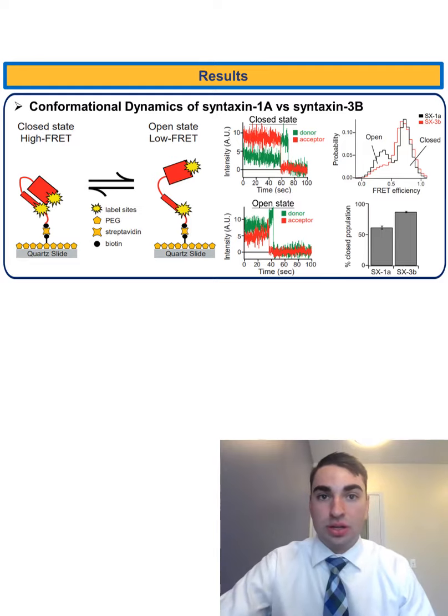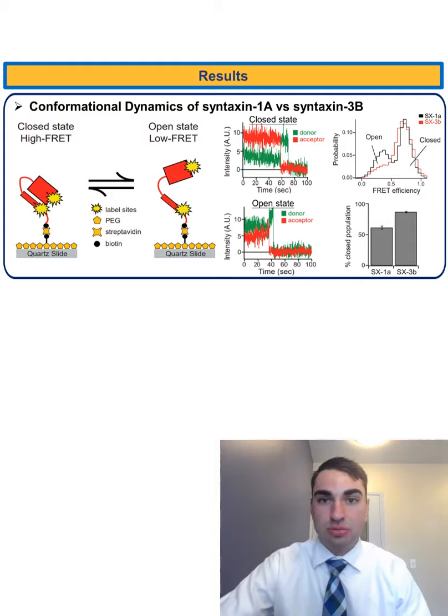Here in our first result, we looked at syntaxin 1A found in the brain and syntaxin 3B found predominantly in the retina. The cartoon shows the schematic of the experimental setup that we use. In the middle, there are example traces showing high FRET on top with the red on top of the green followed by a photobleaching event. Then the bottom trace shows low FRET with the red below the green followed by photobleaching. On the top right shows a histogram of FRET efficiencies of hundreds of molecules. The population on the left shows the open state, and on the right shows the closed state. We quantified the bar graph by plotting the percent closed population. This clearly shows that syntaxin 3B is predominantly in a closed state.